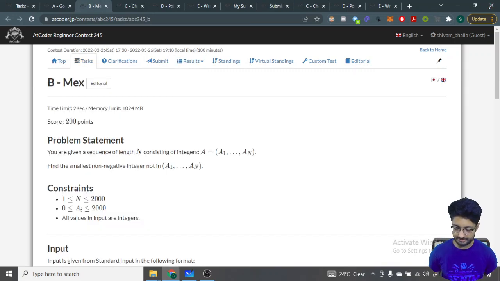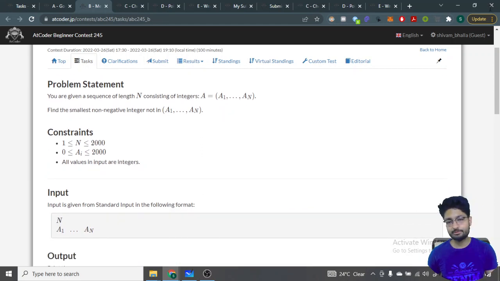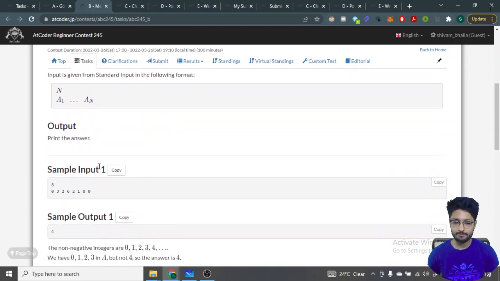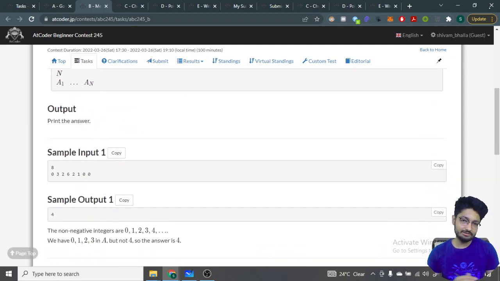The second problem is you are given a sequence of length n consisting of the integers a1 till an. Find the smallest non-negative integer that is not present in a1 till an. Because the constraints are very small, let's move down to some examples to understand it more clearly. So the non-negative integers start from 0.